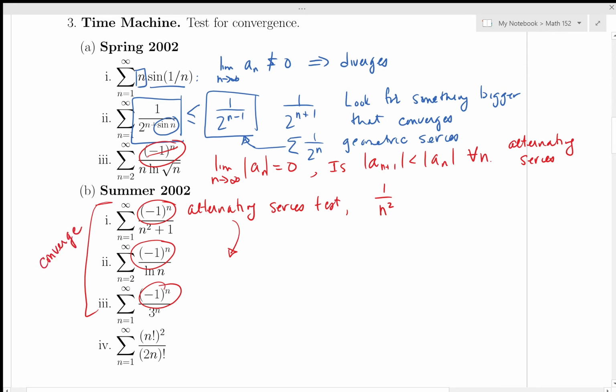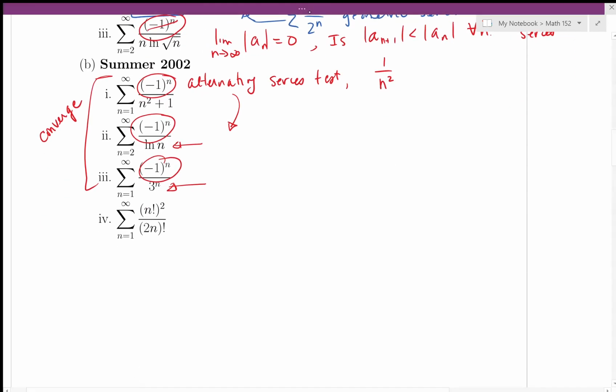I mean, this one should be really obvious. It's alternating, and then these terms go to 0 very quickly. This one is not as obvious. Terms go to 0 much more slowly, but with it alternating, it's still enough. Okay, that's the first few there.